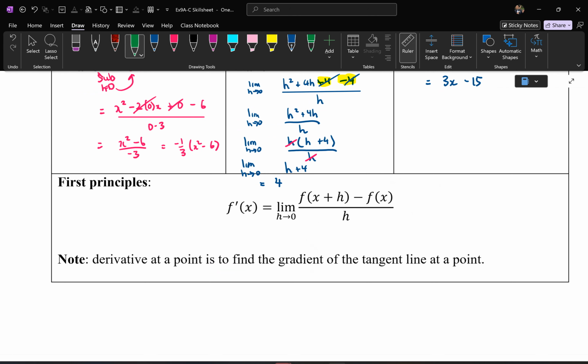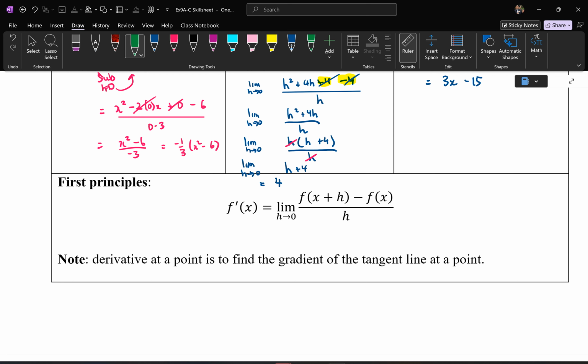First principles. Can I get a show of hands who are confident from last year with first principles? How do you feel with first principles? Hands up if you know what first principles are. Do you guys know first principles? Kind of. Okay. It's not usually assessed, but I have seen it in the exams here and there.